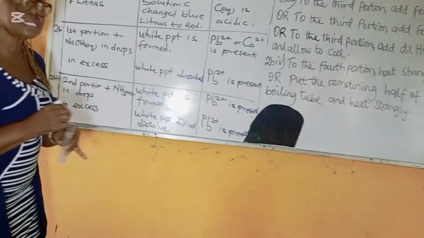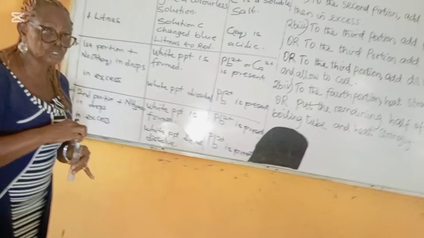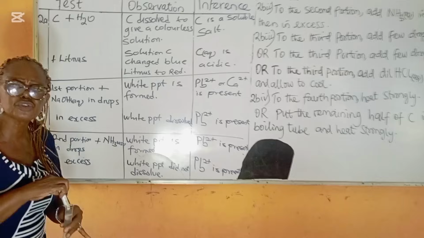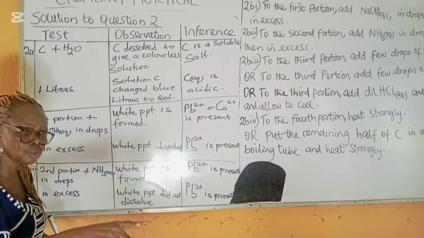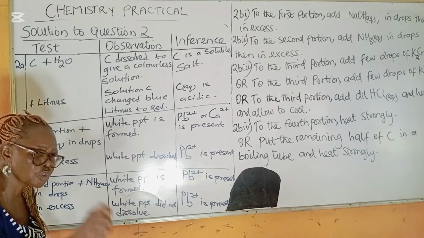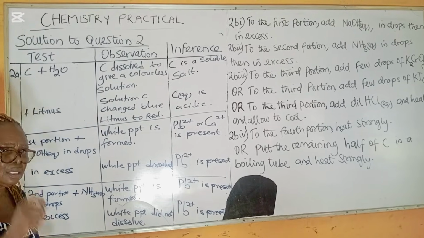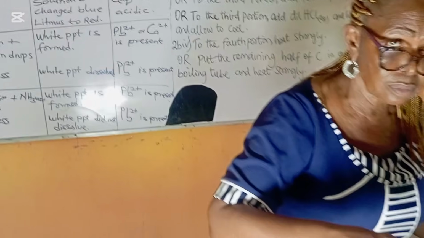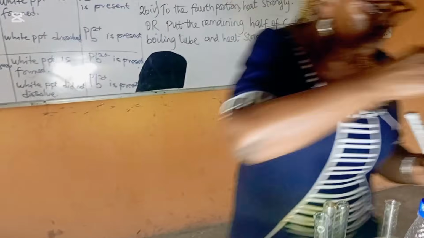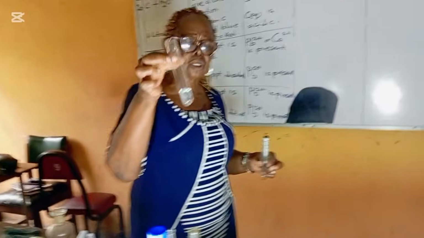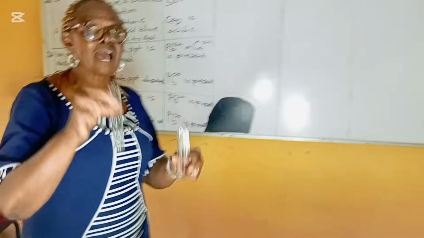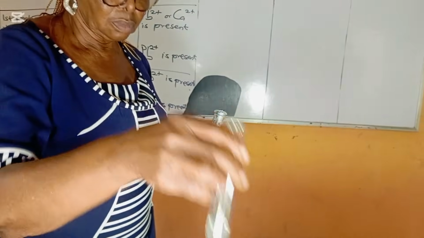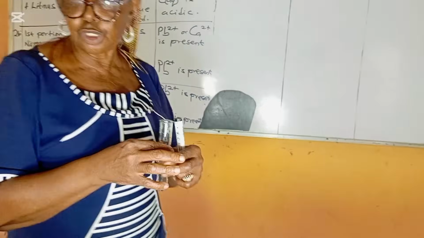So we are going to go to the next test, which is using the third portion, which I call the confirmatory test. So that remaining portion there, I have to minimize it, I have to control it so that I'll be able to use it 3 times for the third portion. Good. Let's go to the third portion. That's still the sample C solution. I'm taking the third portion.